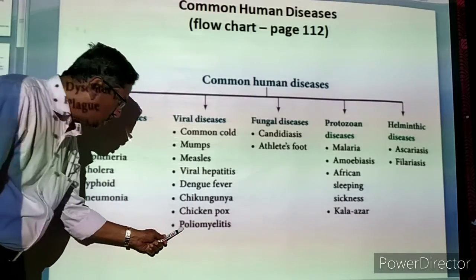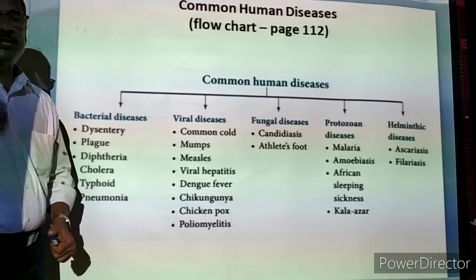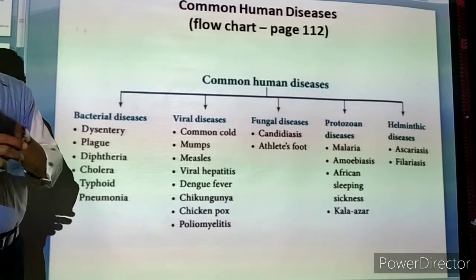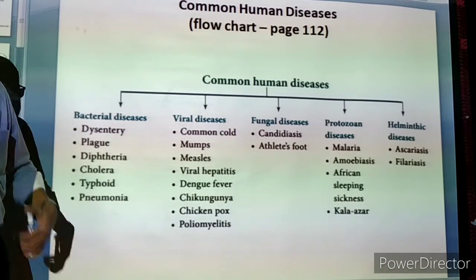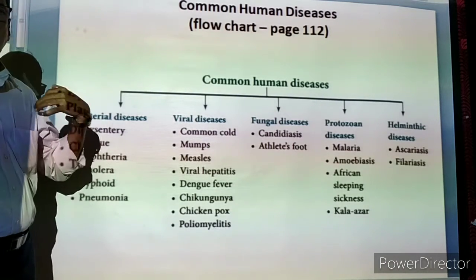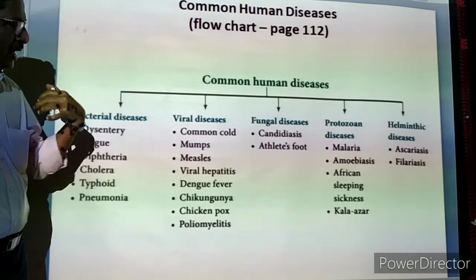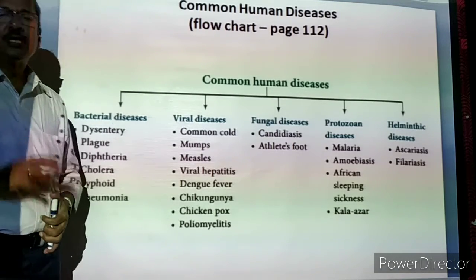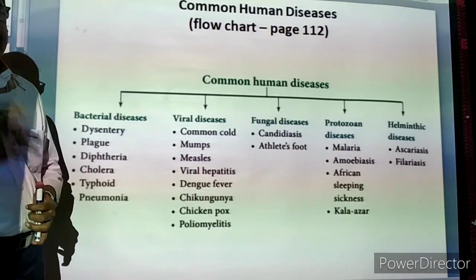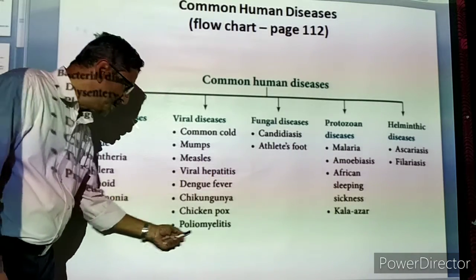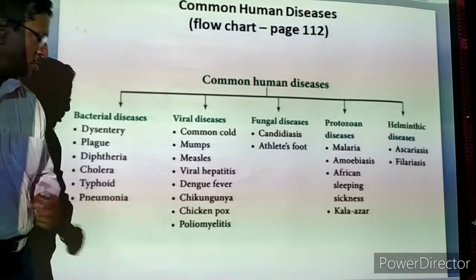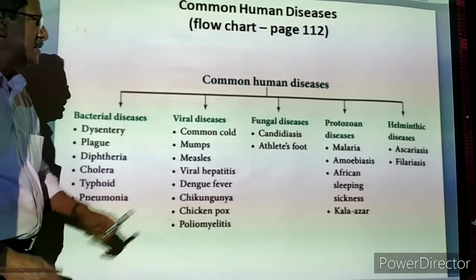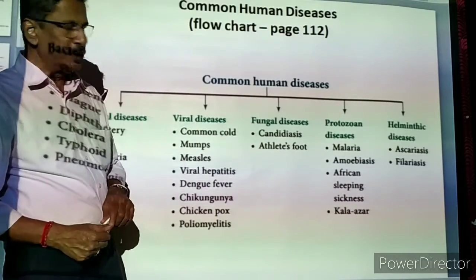Poliomyelitis, very shortly we are calling it polio. That means these viruses are attacking the nerves of the hands and the legs. As a result, the growth and the movement of the hands and the legs will be affected. So that person will be paralyzed. The legs and the hands will be paralyzed. That is called the paralytic attack. That is poliomyelitis. Fungal diseases we are going to see.